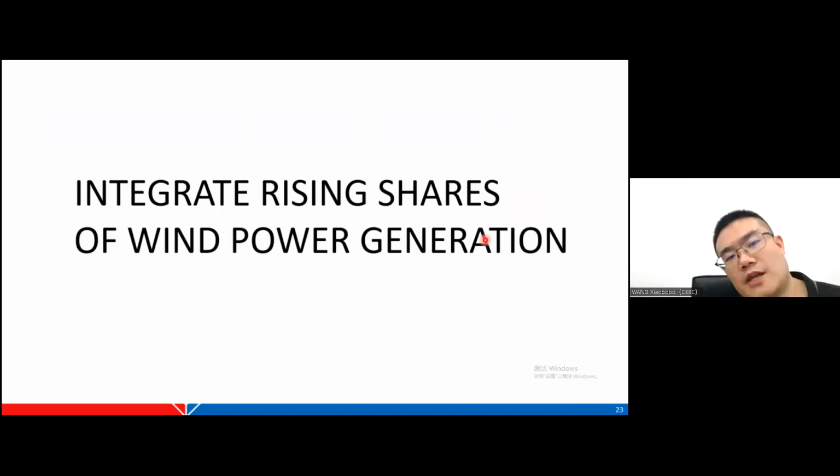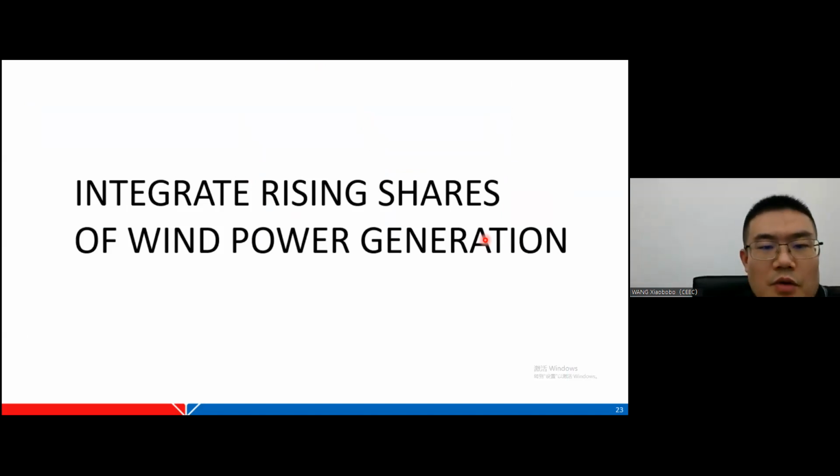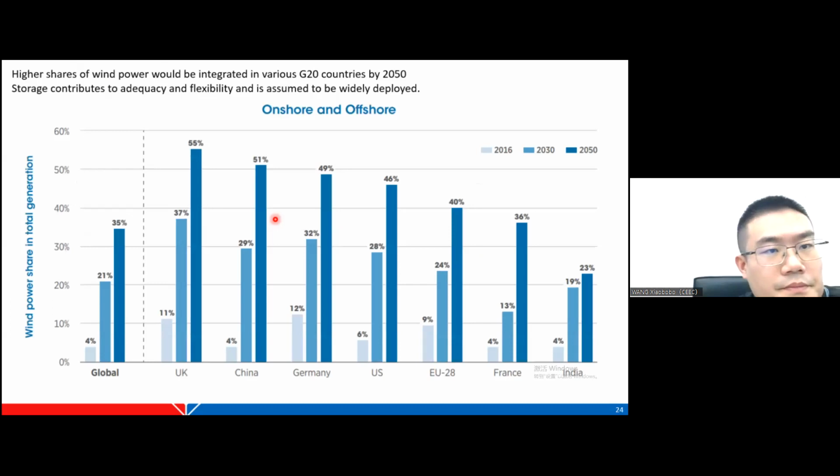The next one is the integration of a rising share of wind power generation. So we can see the different wind penetration. This is 2016, 2030, 2050. We have different wind penetration, onshore, offshore. A higher share of wind power would be integrated in various G20 countries.